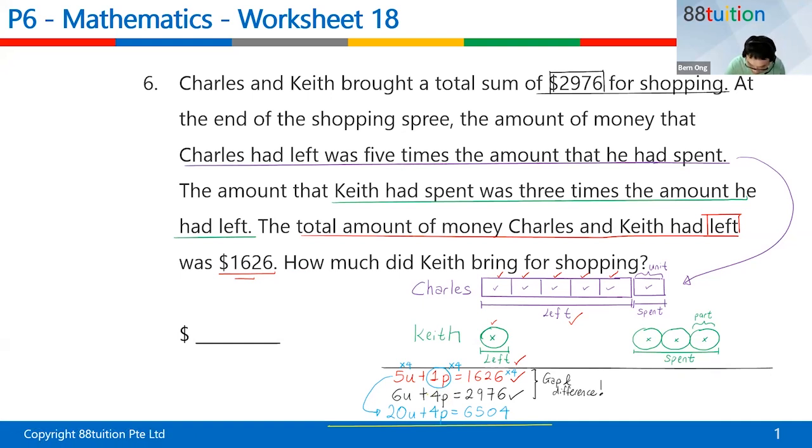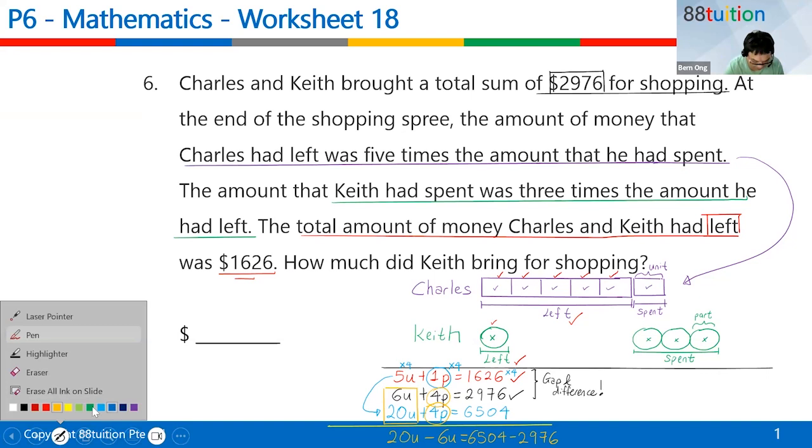You compare something called gap and difference. What's the meaning of gap? Gap means what? You are supposed to find, like down here, between 6 units and 20 units, what is the gap? What is the in between? So it's basically 20 units minus 6 units. That's the gap. And what's the difference? Difference means big minus small. 6504 minus 2976. That's called the difference. This method is called gap and difference. Gap is equal to difference. Do you understand, children? All right.